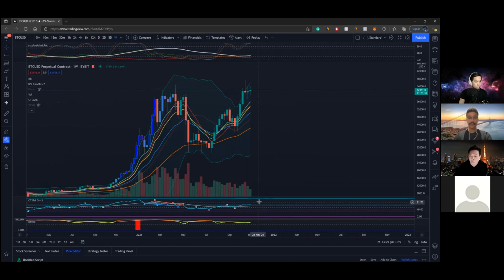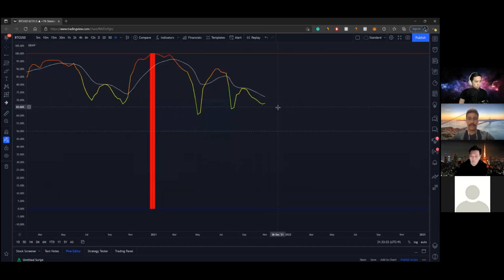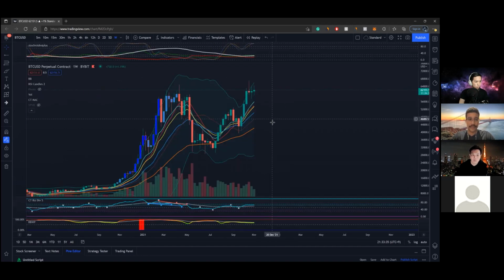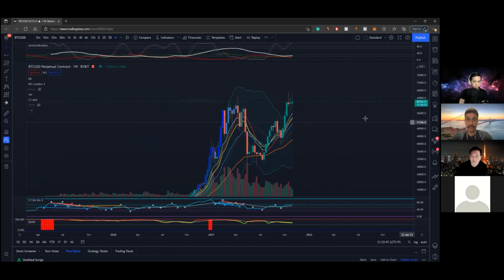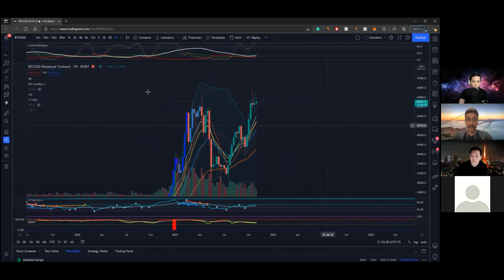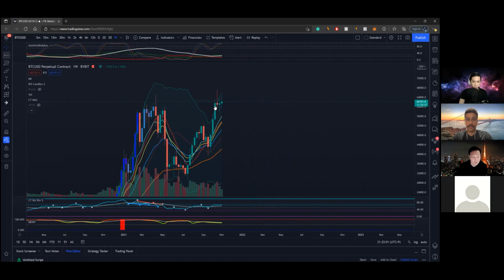What else? Volatility coming down a little bit. Volume coming down as well. Maybe a medium-term pullback before we then go and run for new all-time highs. But this is good here.